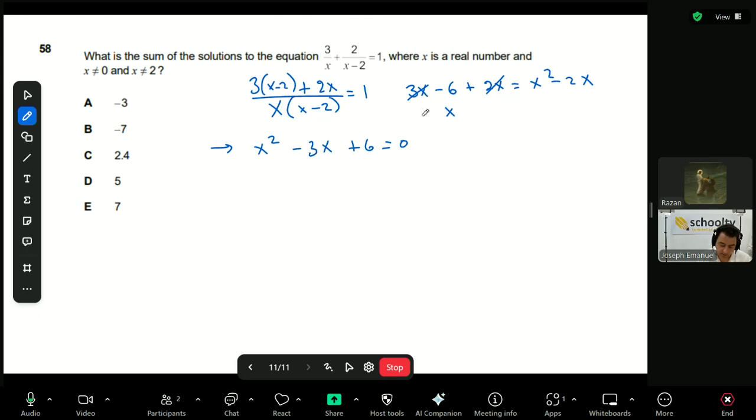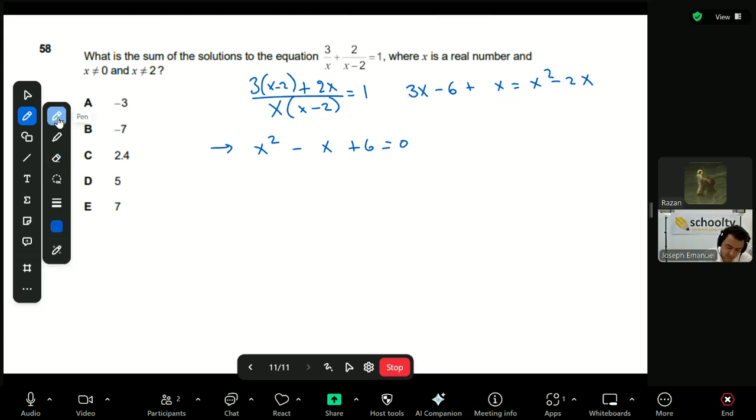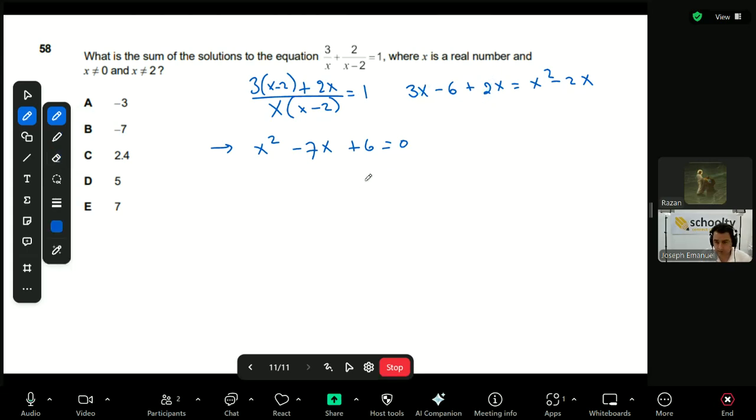Okay, let's check the x again. I think I made a mistake here because this is not minus, this is plus. Wait, this is 2x, this is 5, so minus 7x. Okay. Oh yeah. I didn't even notice that too. Yeah, need to be careful. Okay, so we have this one.